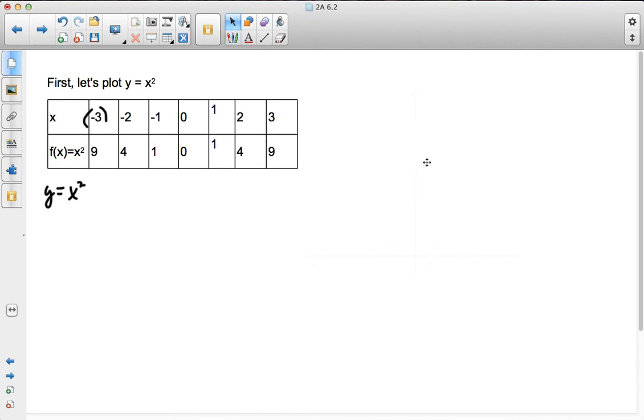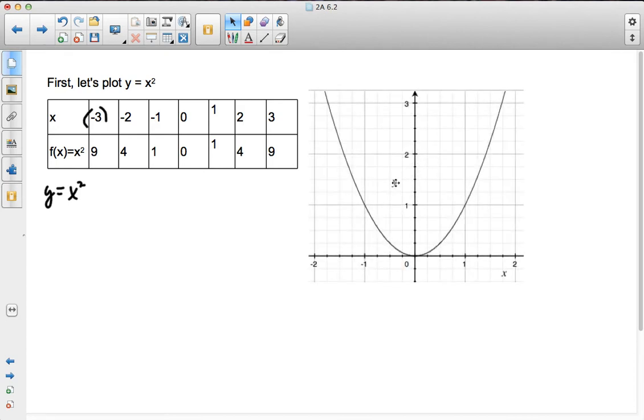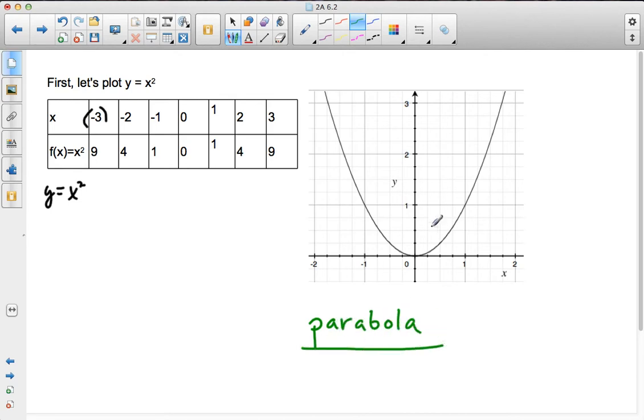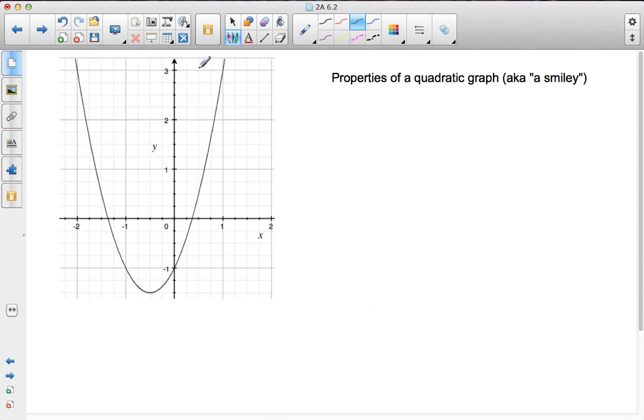So I can take those points and graph them on some graph paper, and then I'll see that my graph creates this nice little shape. This shape right here is called a parabola. So when you hear the word parabola, you're thinking about this shape, and it's referencing the graph of a quadratic function. Now the parabola has certain properties. In this case, we're going to take a look at a quadratic graph that's also known as a smiley. It'll make sense in a couple minutes.